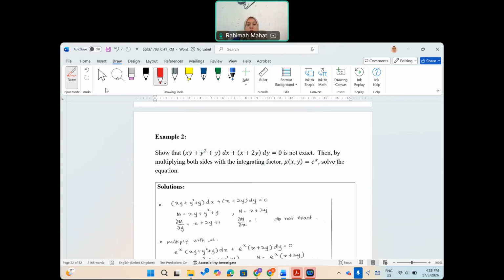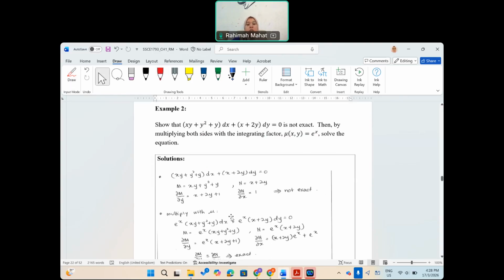Solve the equation. So the first question is, we need to check and show that this equation is exact. So your M is equal to xy plus y squared plus y. You need to find delta M over delta y, so differentiate with respect to y. So you get x plus 2y plus 1. And your N is equal to x plus 2y. You differentiate with respect to x, you will get 1. So this is not exact.